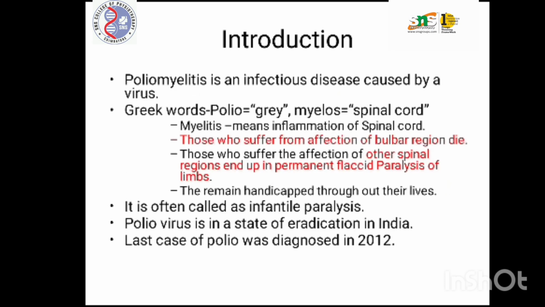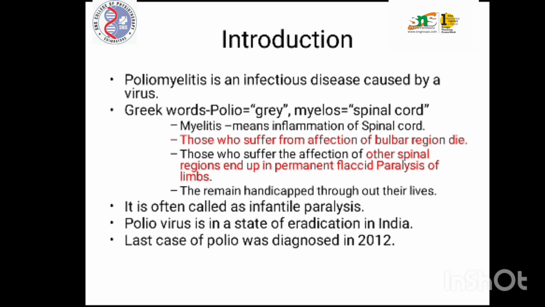What is the introduction? Poliomyelitis is an infectious disease caused by a virus. From the Greek word, polio means grey. Myelo means spinal cord, so myelitis is inflammation of the spinal cord. Where is it affected? The grey matter of the spinal cord is affected. Then the bulbar region is also affected; bulbar means respiratory muscles are also affected. It is often also called infantile paralysis.